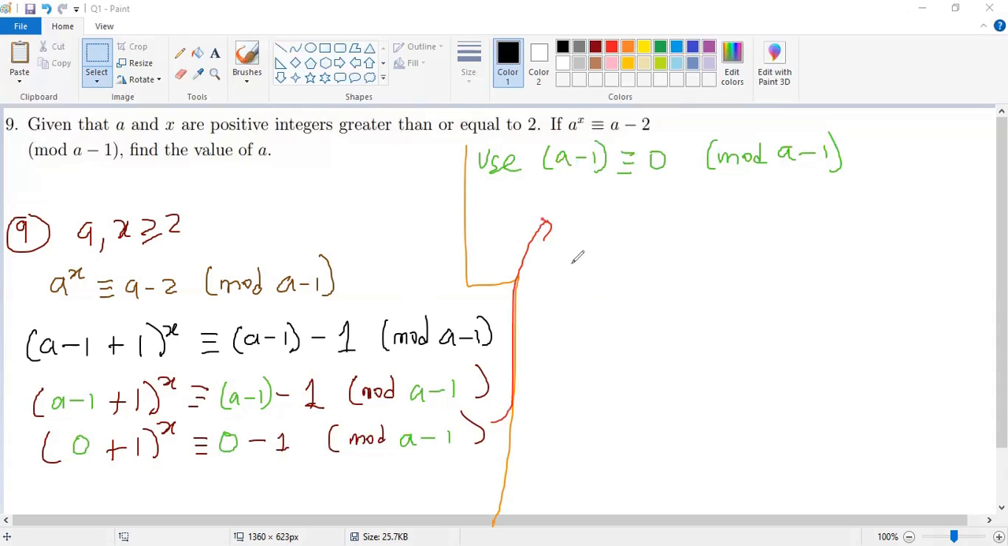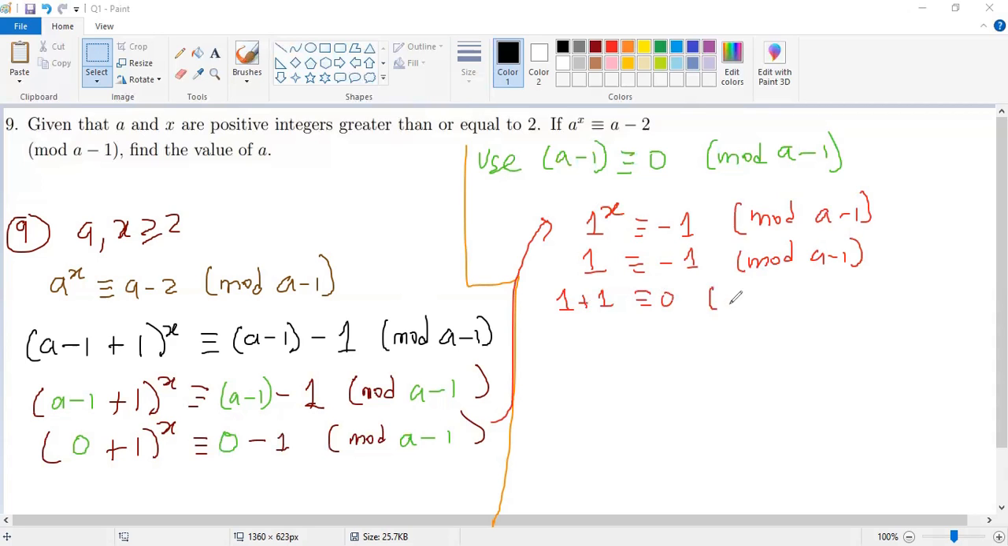So let's try this first. In the bracket, this becomes 1 to the power of x, which is congruent to negative 1 mod a minus 1. Then we can just use the normal algebra law. 1 is congruent to negative 1 mod a minus 1. When you bring it to the left, 1 plus 1 is congruent to 0 mod a minus 1. I'm doing it slowly so that it's just like a normal equation. Most of the laws are the same except for division, and we'll have a deeper discussion about that another time.